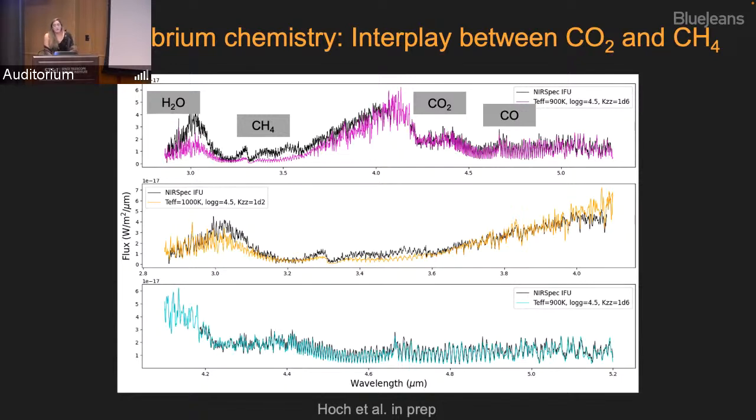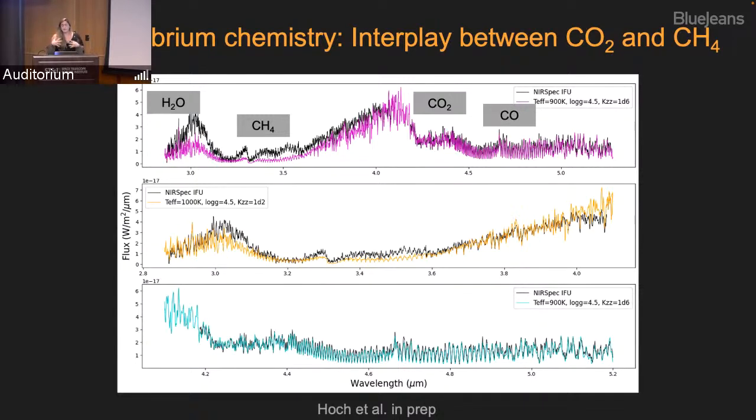One of the hardest challenges we are facing is modeling both the CO2 feature at 4.2 microns and the methane feature at 3.3 microns. Vertical mixing parameterized by Kzz is included in our fits. The models shown here are actually PHOENIX custom models. The top panel shows the best fit for the entire spectrum, noting that the model actually fits detector 2 data a little bit better than detector 1.